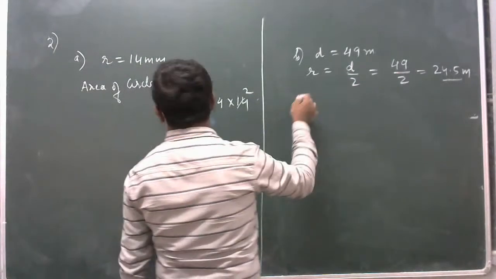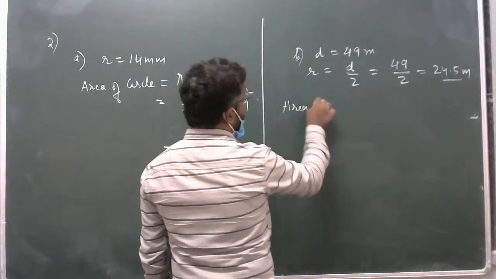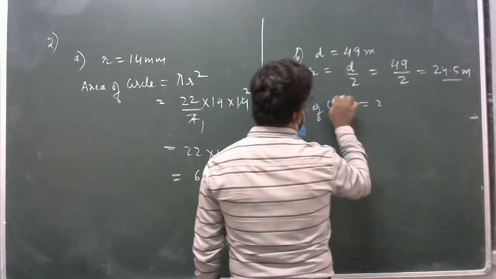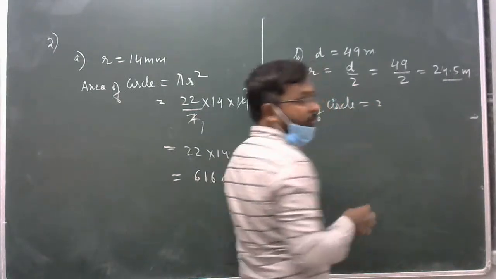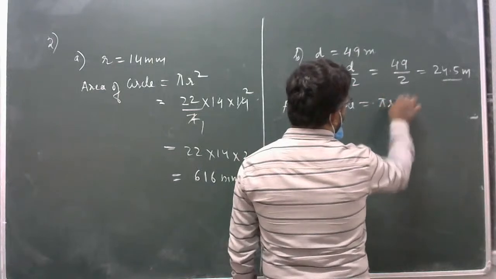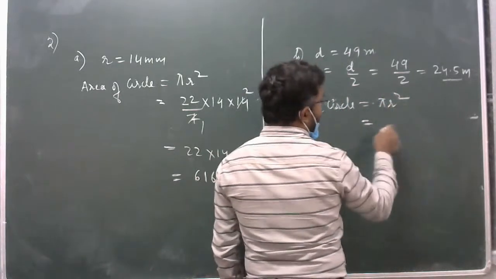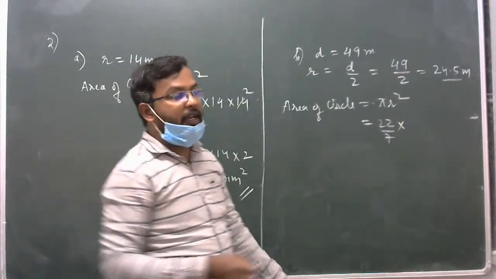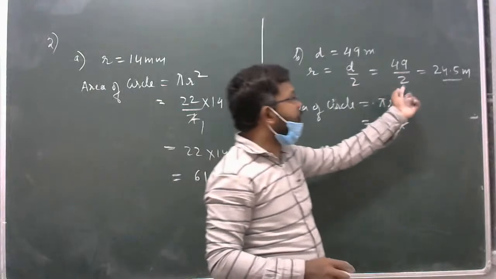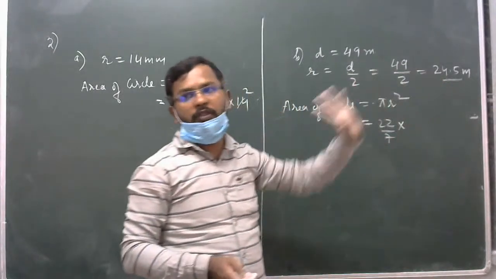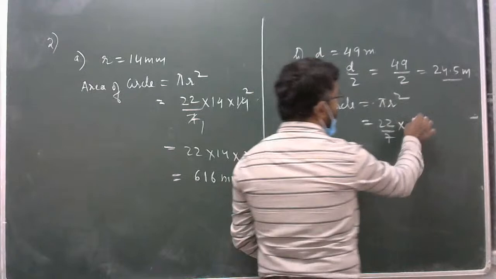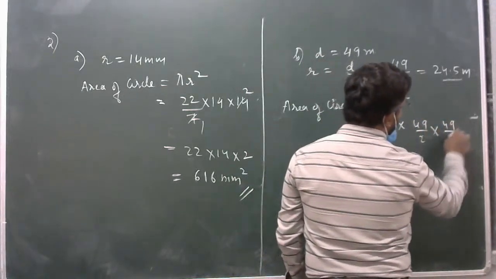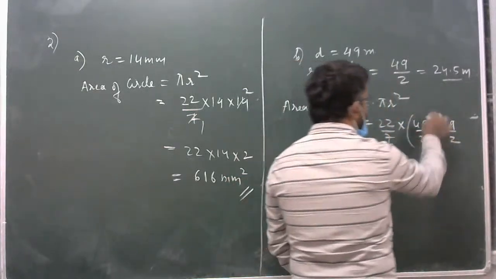So now you write the formula, area of circle. The formula is pi r square. Pi value is 22/7 into radius into radius. So if you want, you put this value or you can put that value, both are same. So I am taking this one, that is 49 by 2 radius into radius, that is 49 by 2.